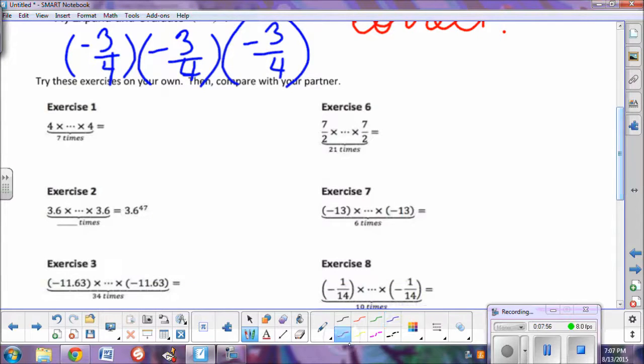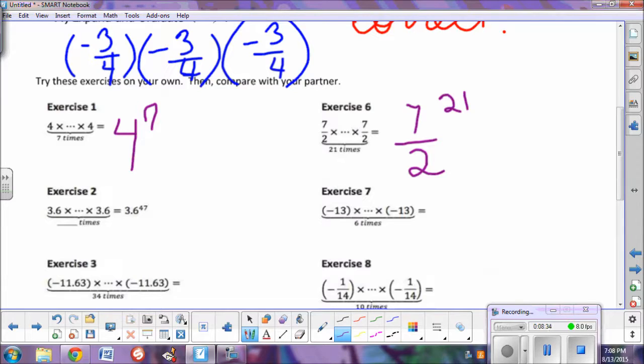So it says here, 4 times, ... times 4, and then underneath it, it says 7 times. So how could we write that answer? We would write that in exponential form as 4 raised to the 7th power. Number 6, we have a fraction. 7/2 times ... times 7/2 equals, and then underneath it says 21 times. So they didn't want to write that out 21 times. So my base is 7/2, and it's raised to the 21st power.